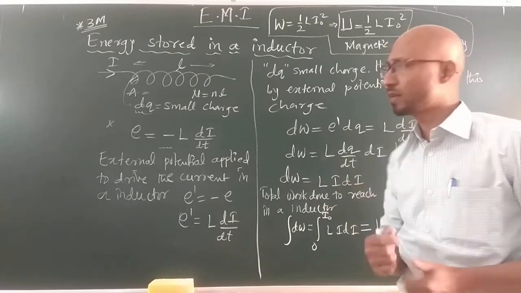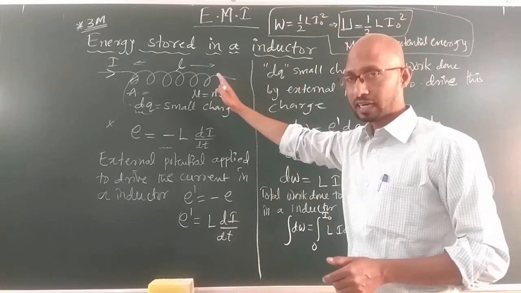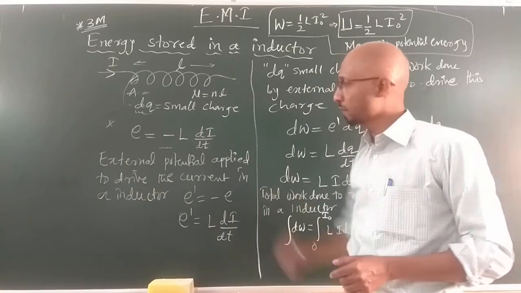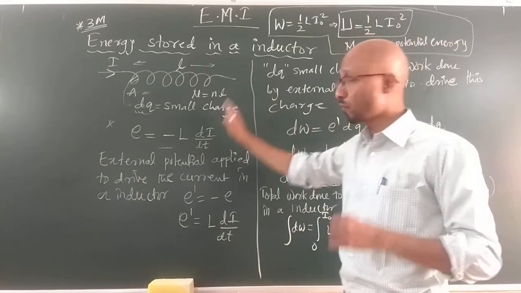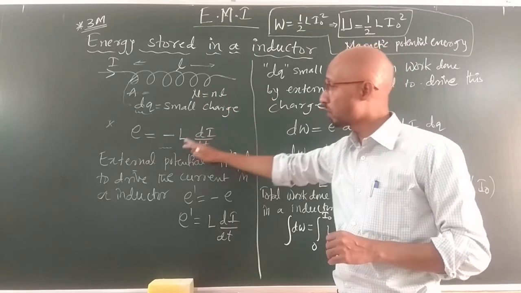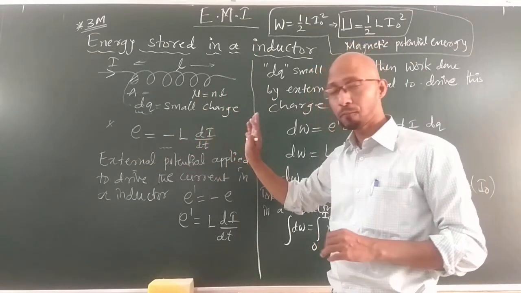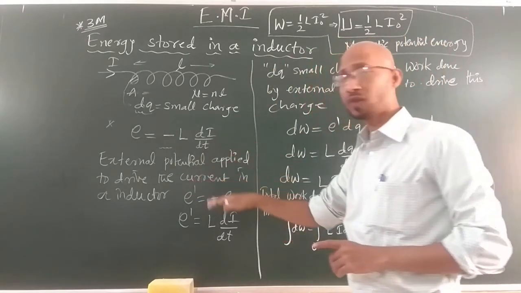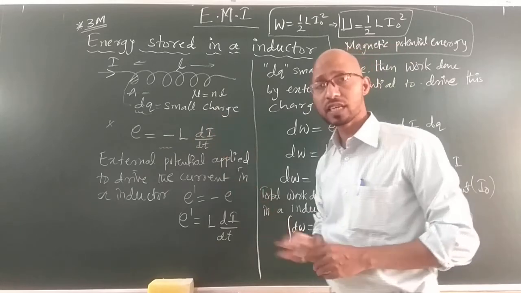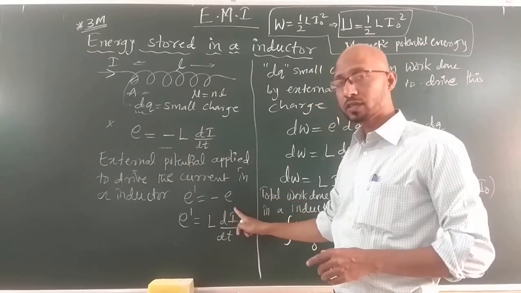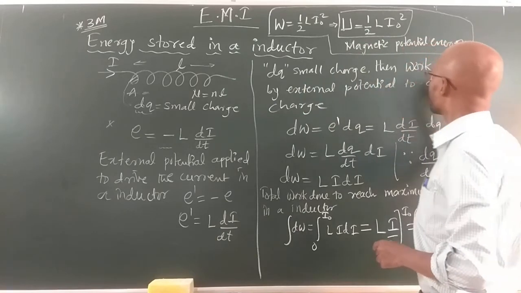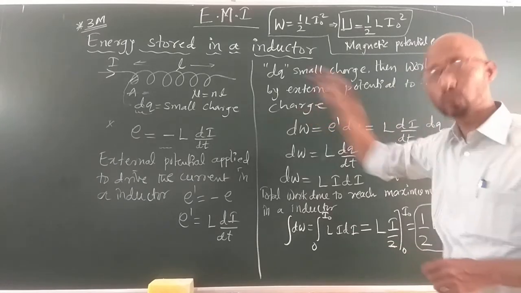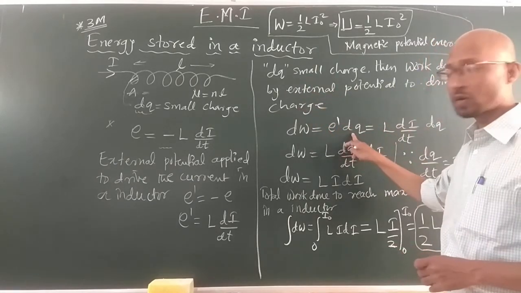I will revise in a quick manner. Now, I consider an inductor. I wrote all this: length, area, number of turns, and the small charges which are draining in an inductor. According to Faraday's law, the induced EMF in an inductor will be given by E is equal to minus L di by dt. Now, an external potential is applied to drive the current in the inductor, so that you have to overcome this induced EMF. Now that is positive. Whatever amount of work is required to push this small amount of charge will be given by this equation.